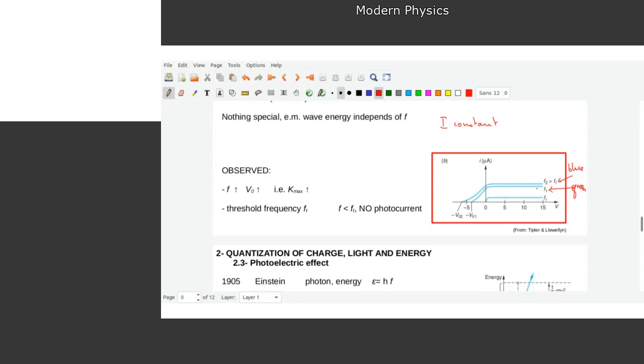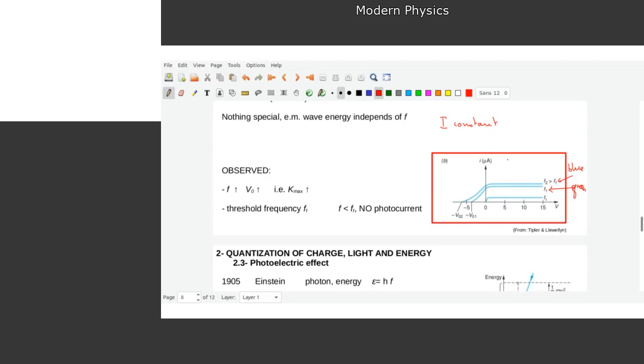Okay, why do you observe this? It is not expected. Why do you have more photocurrent? There is no reason. And more strikingly, you have a different stopping potential, meaning that the photoelectrons emitted with blue light are more energetic than the photoelectrons emitted with the green light, okay? So this is the first thing.